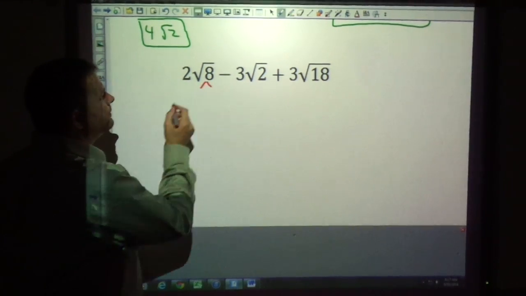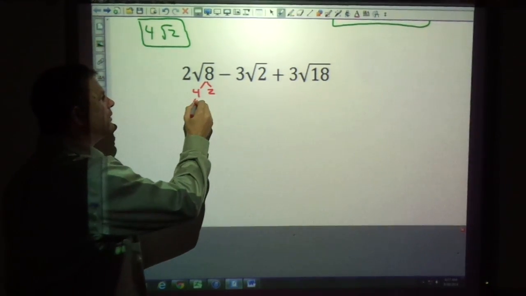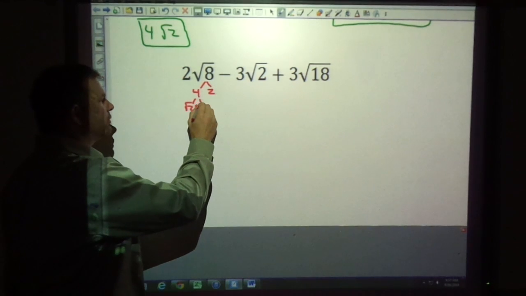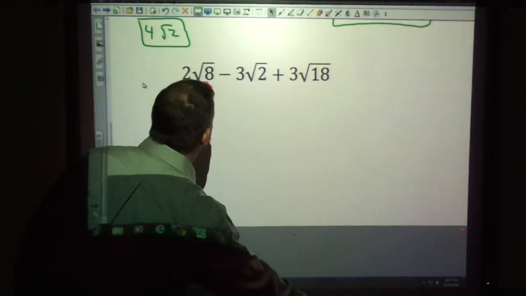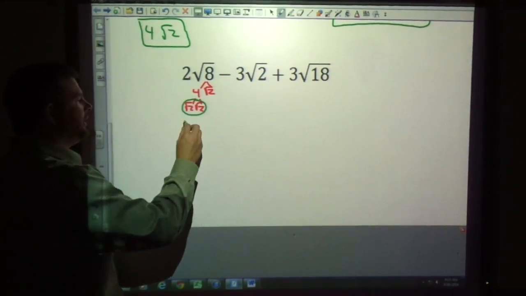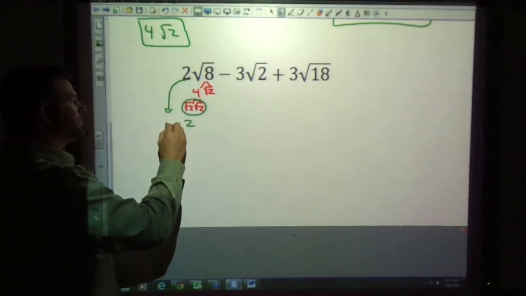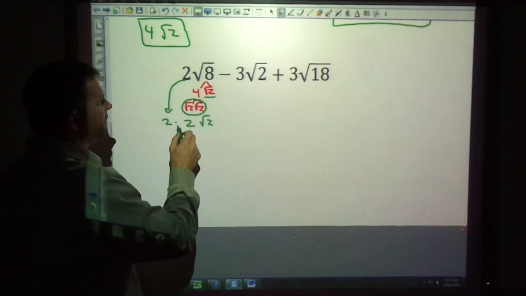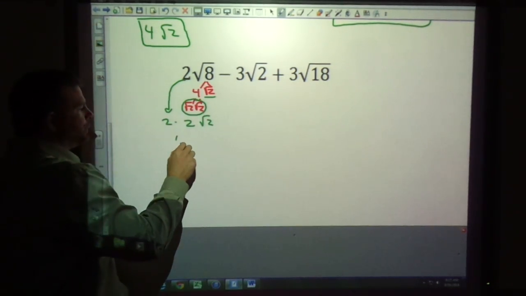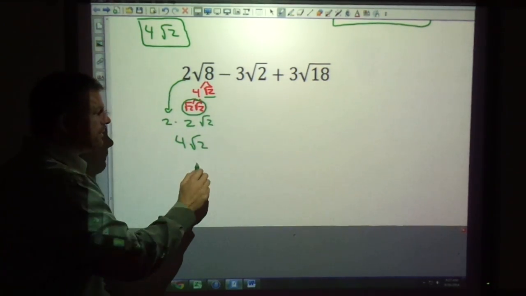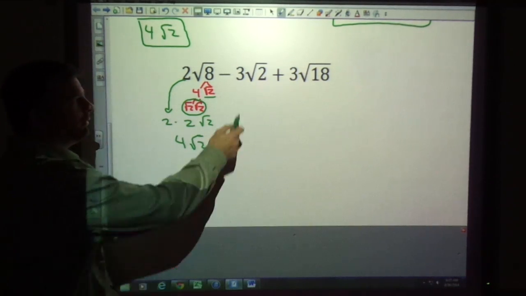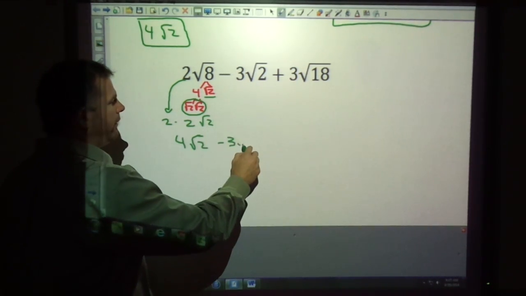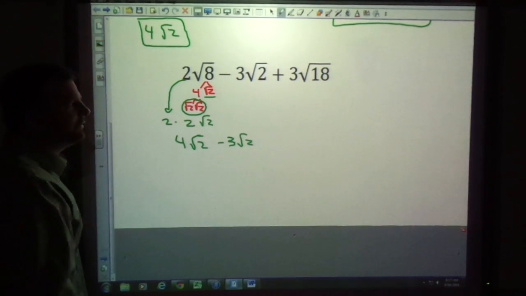8 can go to 4 and 2, and 2 and 2, and these are all square roots. Do I have a pair of squares? Yes, I do right here. That's a plain 2 times this plain 2, with 1 radical 2 left over. So 2 root 8 is really 4 root 2. Oh, I got another root 2 over here. It's going to like this answer.